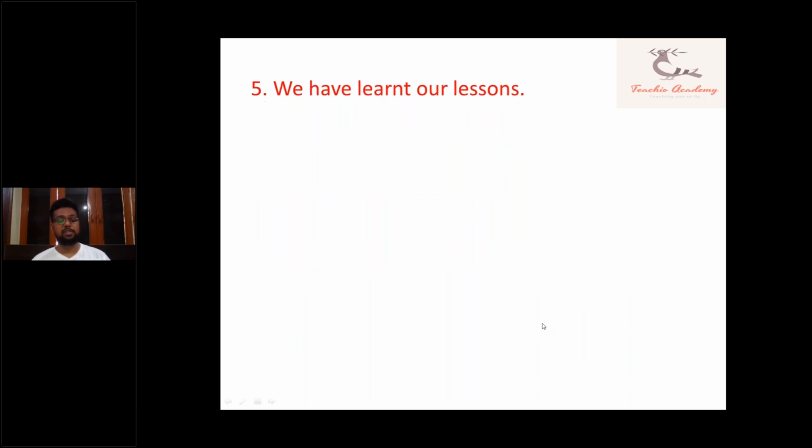Let's see the fifth sentence. We have learned our lessons. What do you see? Have and the third form. So which tense is this? Present perfect, PP. Yes, it's present perfect. Very nice, all of you. It is present perfect. Very nice.